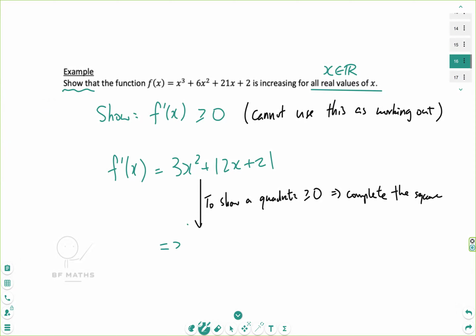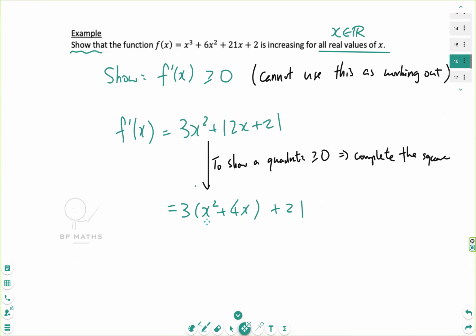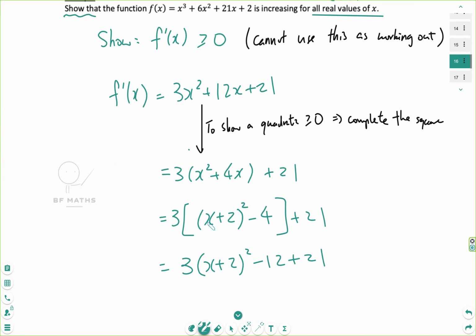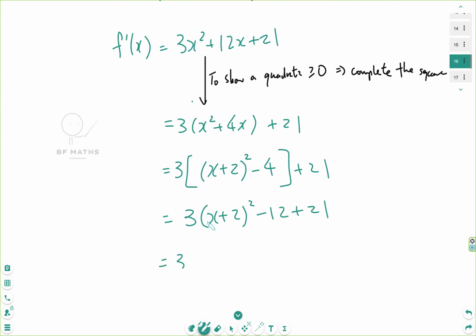To complete the square, I'm going to factorize the 3 first: 3 times (x squared plus 4x). The 21, I don't need to factorize because in complete square form, I don't need the constant term. Then for x squared plus 4x, half the b term: (x plus 2) squared minus 2 squared, which is 4, plus 21. Put the 3 back in, so 3 times (x plus 2) squared minus 12 plus 21. So 3(x plus 2) squared plus 9.